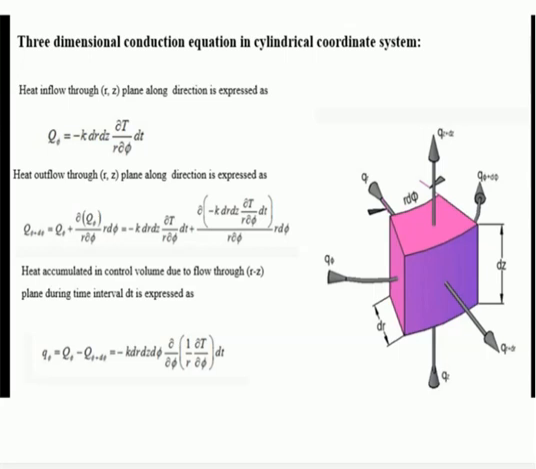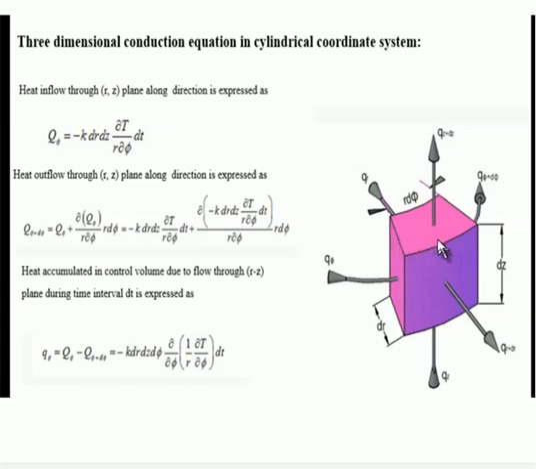In the Cartesian coordinates, x, y, and z are the coordinates. So here in the cylindrical coordinates, these are the coordinate system: this is r, d phi, and this is dr. So this is the cylindrical shape, the cylindrical shape volume.